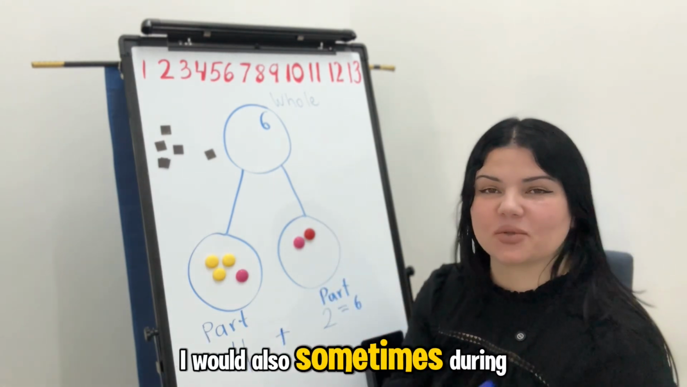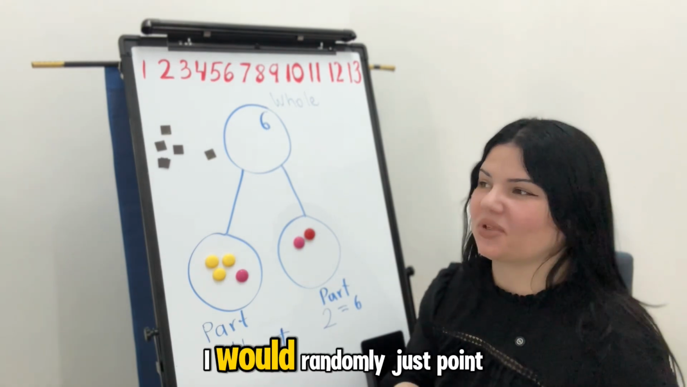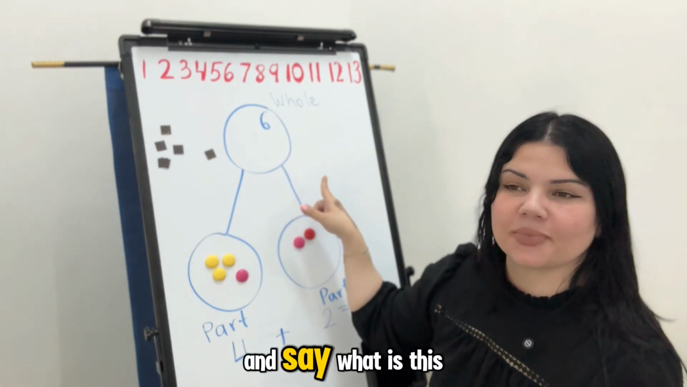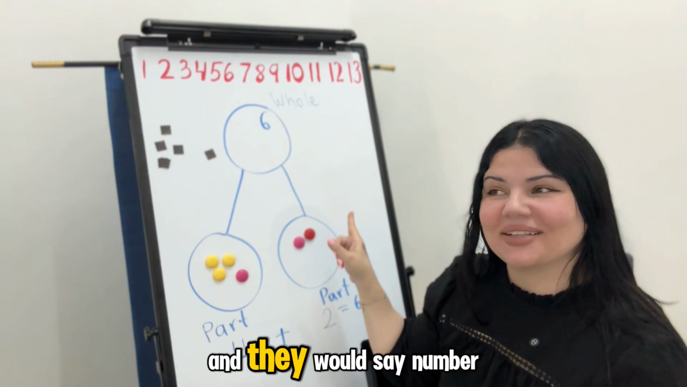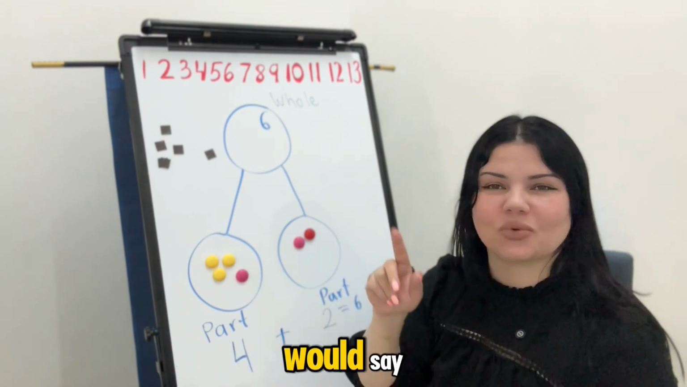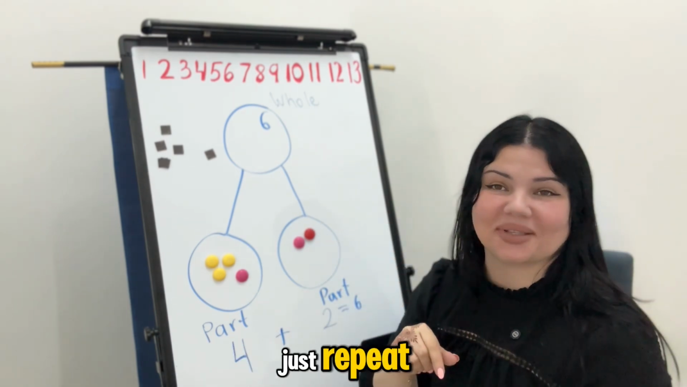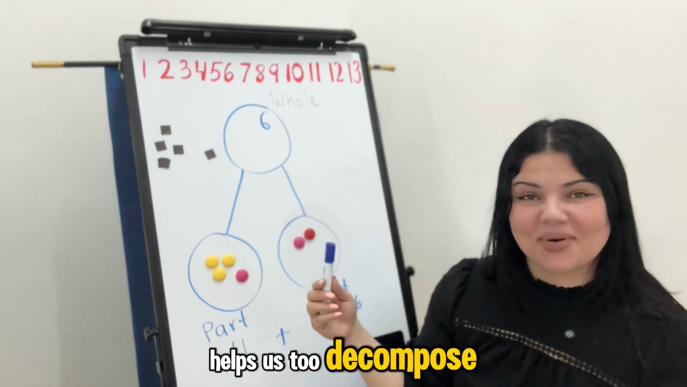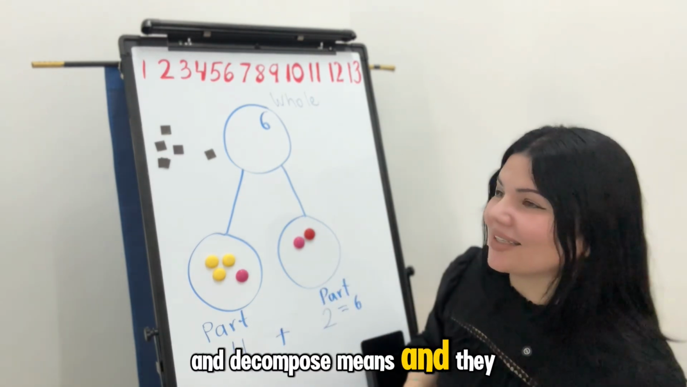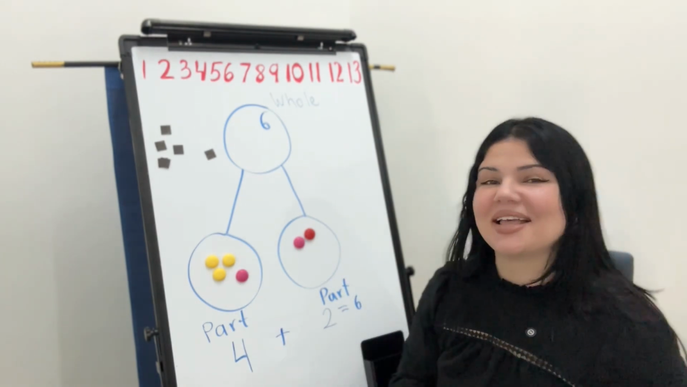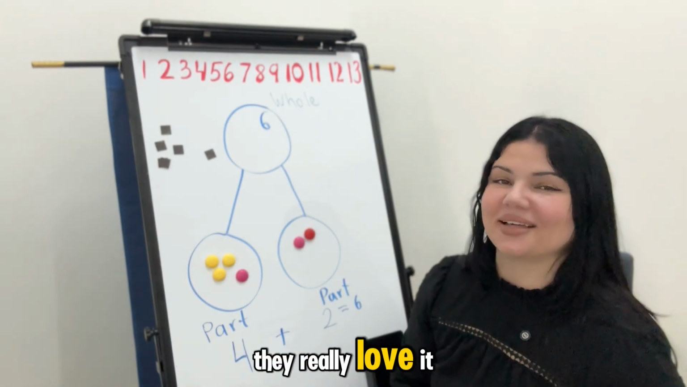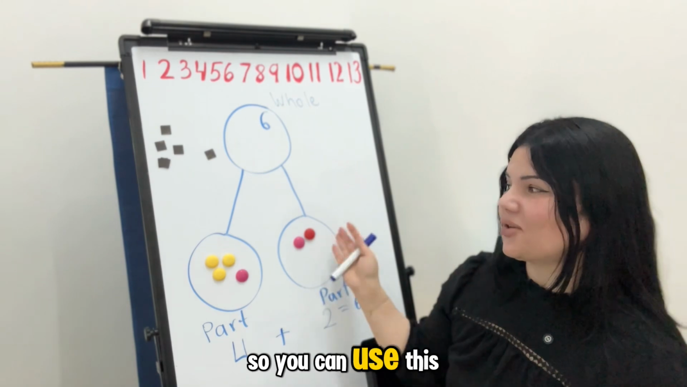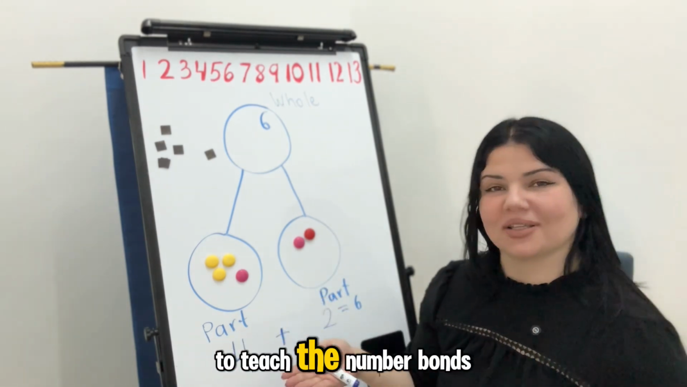I would also sometimes during snack time while they're eating, randomly just point and say, what is this? And 1 or 2 would say number bond, and then other kids would just repeat. And I'd say number bond helps us to decompose. And decompose means, and they say break apart. So they really love it. So you can use this strategy to teach the number bonds.